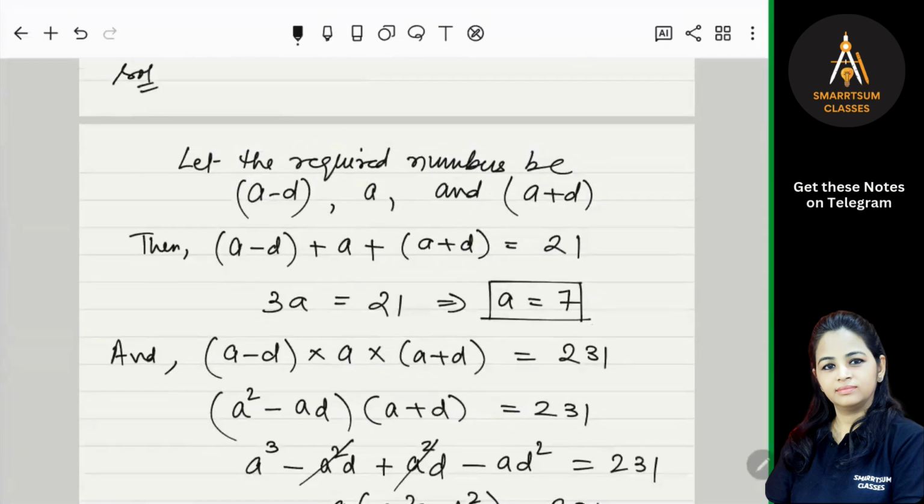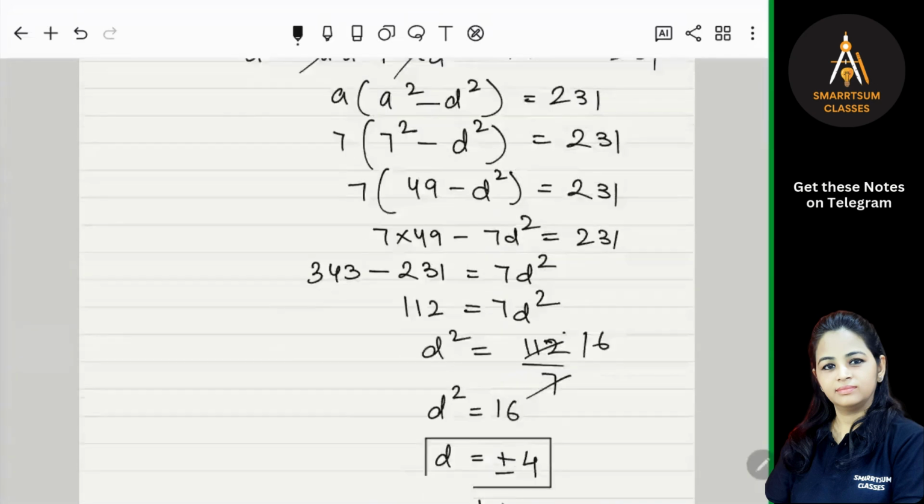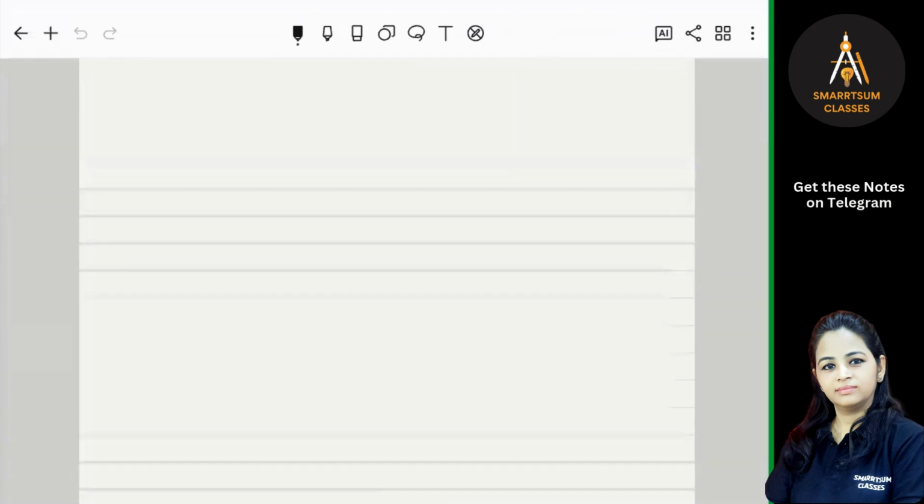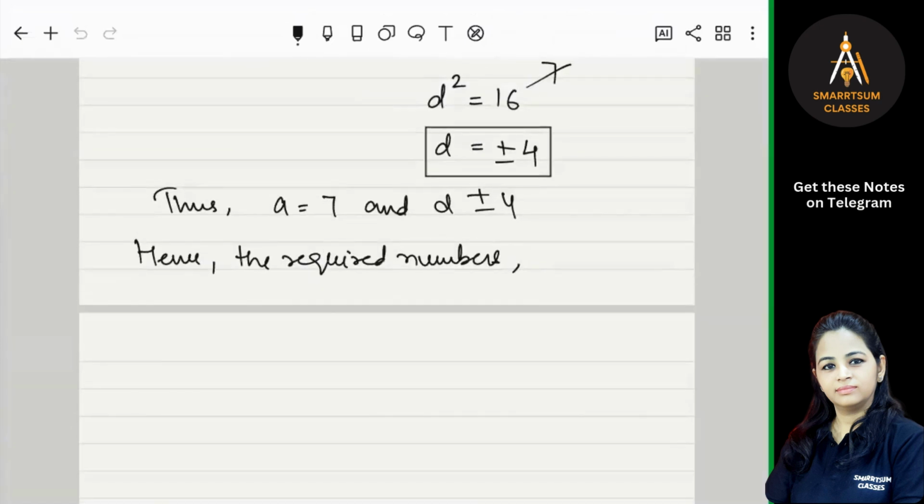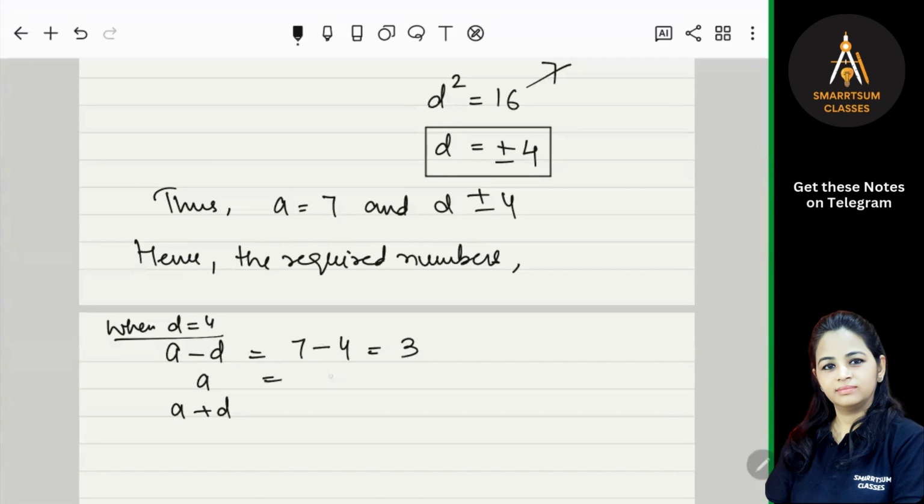So what are the numbers we assumed? a minus d, a and a plus d, right? Okay. So we need to find out both the combinations, right? So a minus d, a and a plus d, right? So when d is plus 4, what will you be getting? 7 minus 4, that is 3. a is 7, right? And 7 plus 4, that is 11. So one combination is 3, 7 and 11, which can be possible.